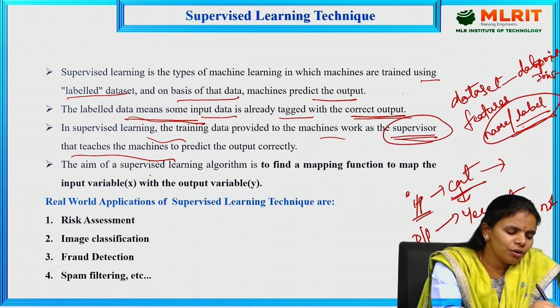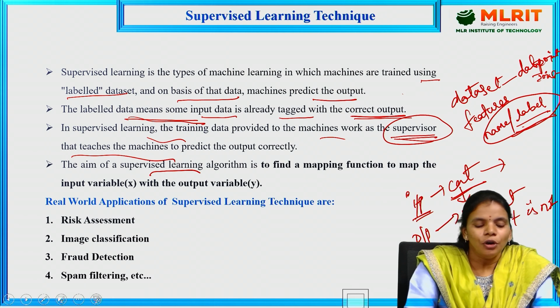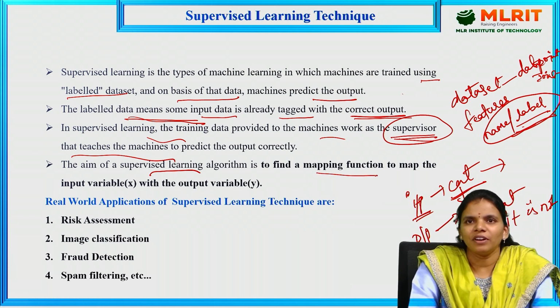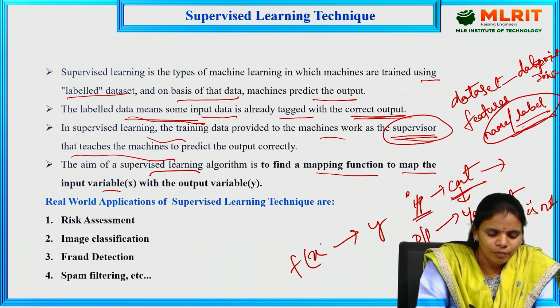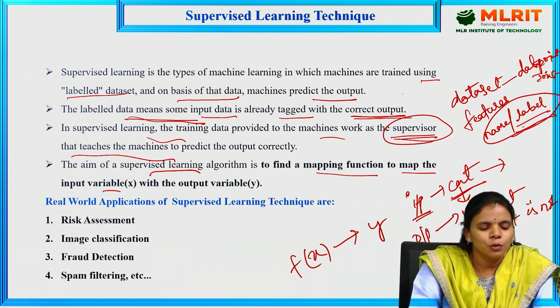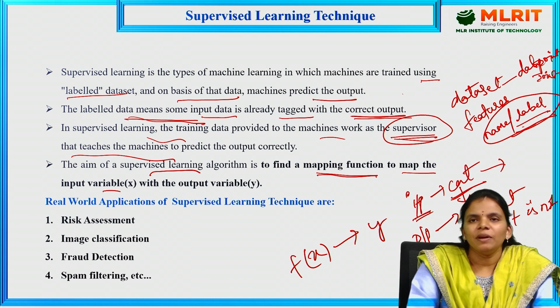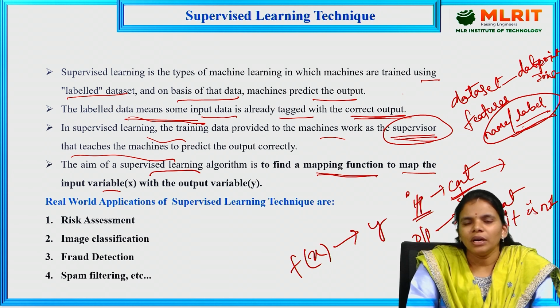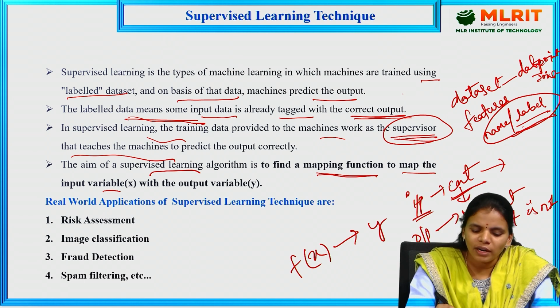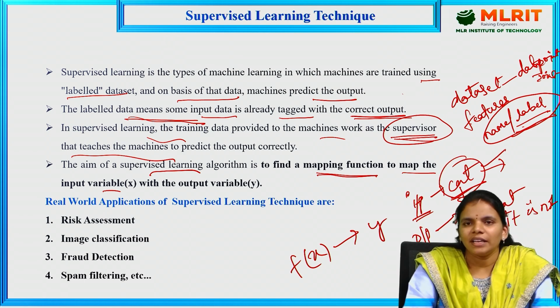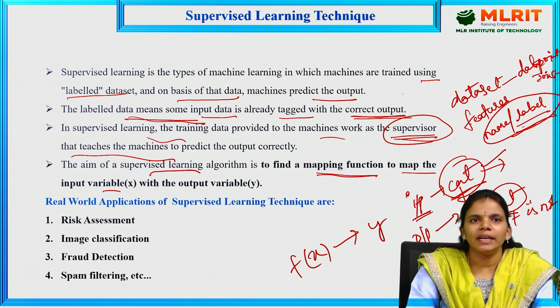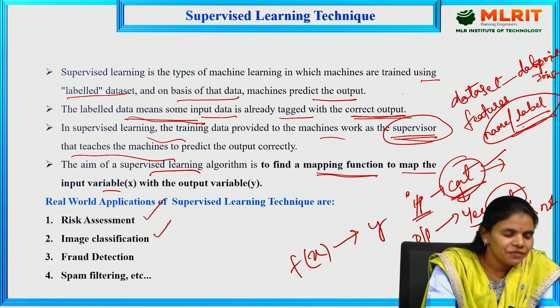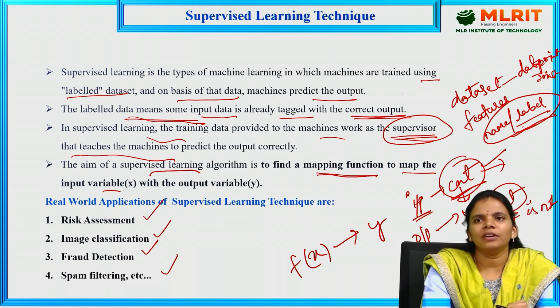The main goal of the supervised learning algorithm or technique is to find the mapping function to map the input variable x to the output variable y. Okay. So the aim is to find the mapping function to map the input variable to the output variable correctly. Here the input variable is cat and the output variable will also be cat only, either yes or no. Next, the real world applications of supervised learning technique are risk assessment, image classification, fraud detection, spam filtering, etc.